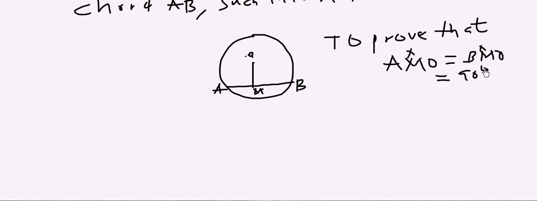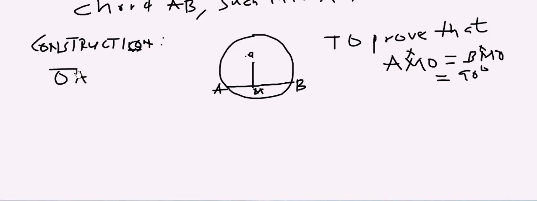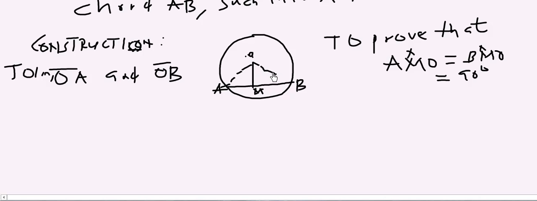So we will make a little bit of construction. What is the construction here? We'll join OA and OB. Join OA and OB. So this is OA. We use broken lines for that. So join OA and OB using broken lines.